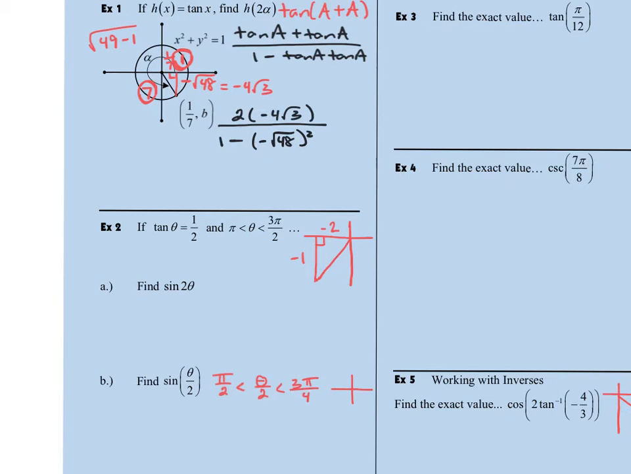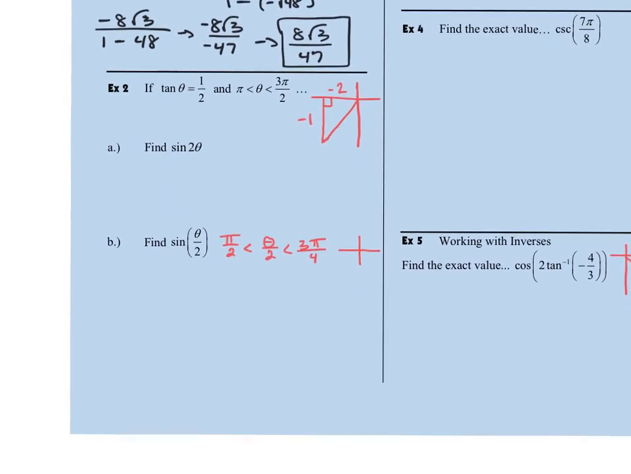Now if I start cleaning this up, I'm going to have a negative 8 radical 3 in the numerator, and the denominator is going to become 1 minus 48. That, of course, would then become a negative 47 in the denominator and a negative 8 radical 3 in the numerator. And then we would want to reduce. So our final answer is 8 radical 3 over a positive 47. All right, so that's our first problem there, working with our tangent formula.